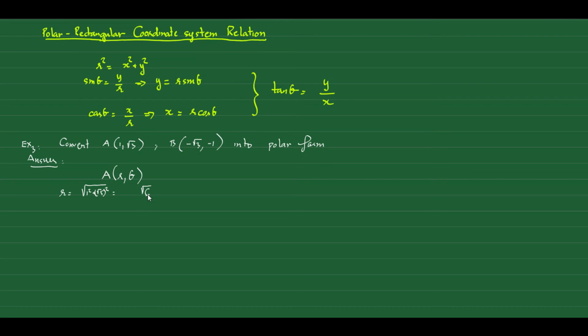Okay, and theta can be found very easily with tangent. Tangent theta will be y over square root of 3. So over here, theta could be, because tangent will be positive, right? So it could be in the first quadrant or the second quadrant anyway. So let's just pick one of them. So theta will be pi over 3. Okay, pi over 3.